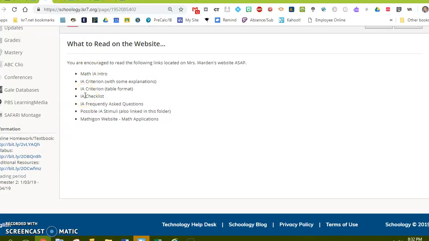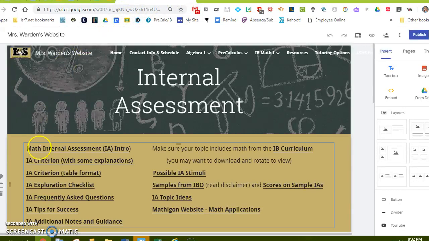Some of these we've already read through, so we're going to skip over, but then I want to talk to you about the highlights. The first one is the Math IA intro. Back on my website, you're going to find all the documents in Schoology are also here. So you might even want to pin or link my website.